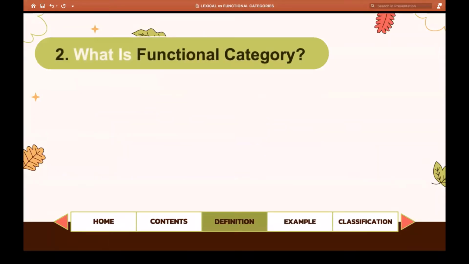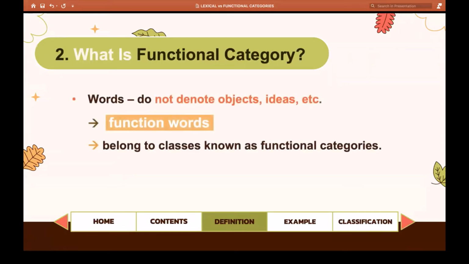Now we will walk through functional categories. So what is a functional category? It is a class that consists of function words, which do not denote objects, ideas, etc. And now we'll give you an example of this category.